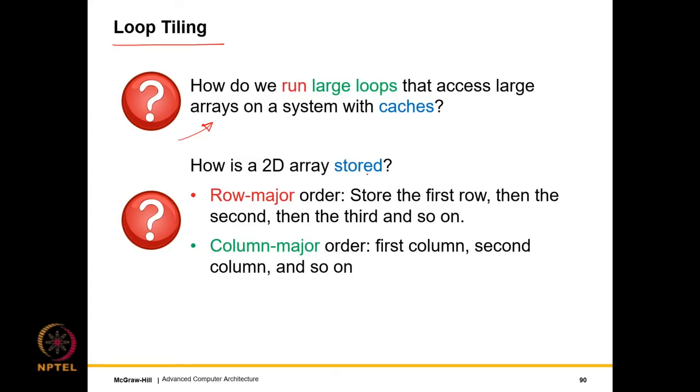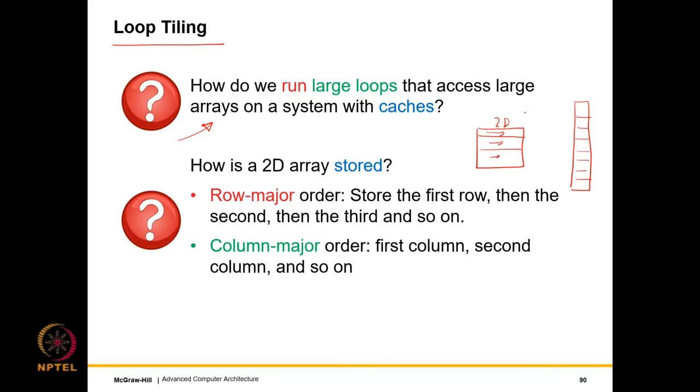So we need to first answer a question: how is a 2D array stored? So there are two ways of storing a 2D array. One is the row major order and the other is the column major order. Because after all, an array can be 2D, but the memory, the way that we see it, is basically a 1D array of bytes, right, with increasing addresses. So for a 2D array, what we can do is we can store the first row, then the second row, third row, and so on.